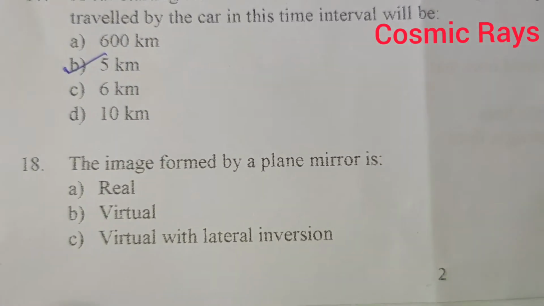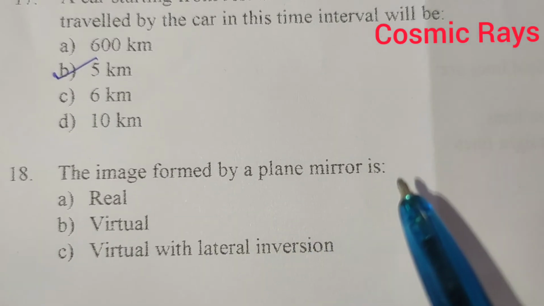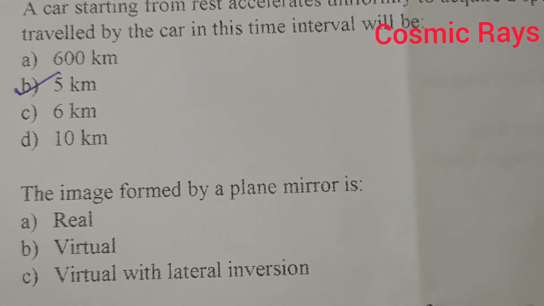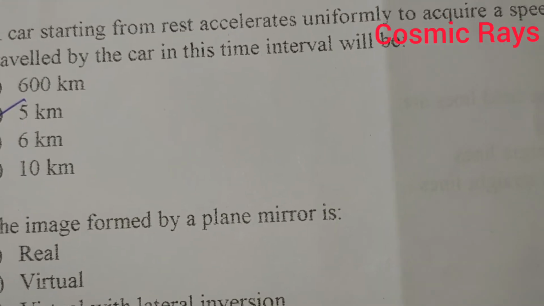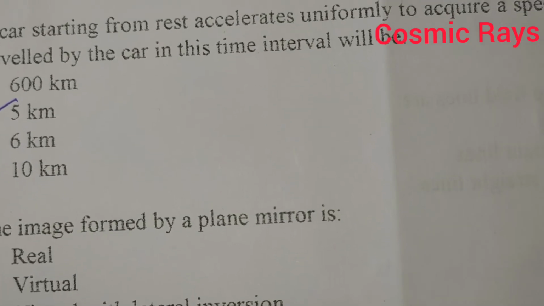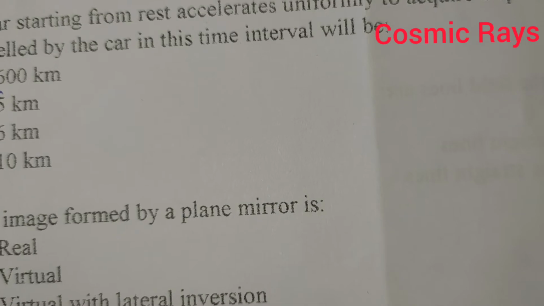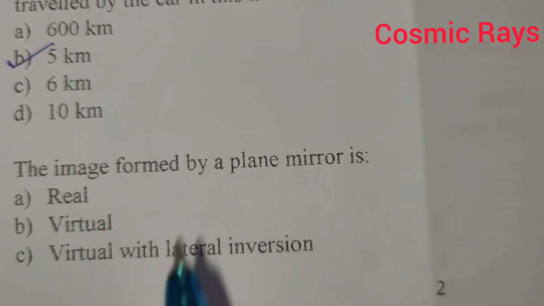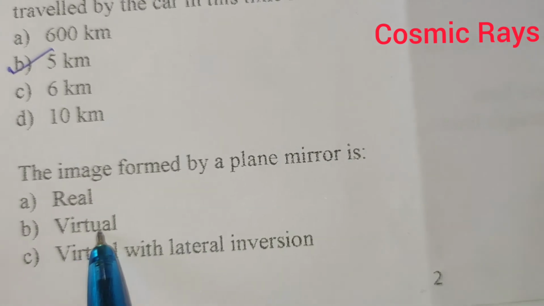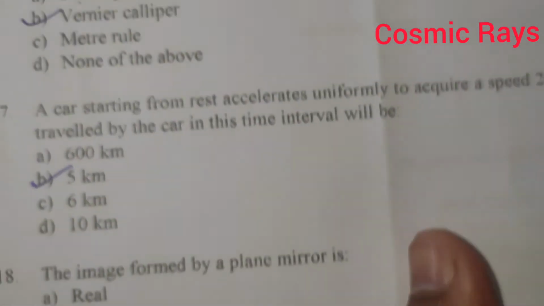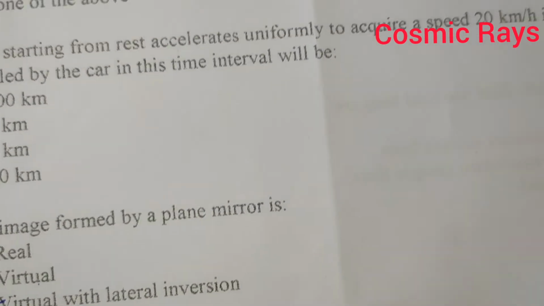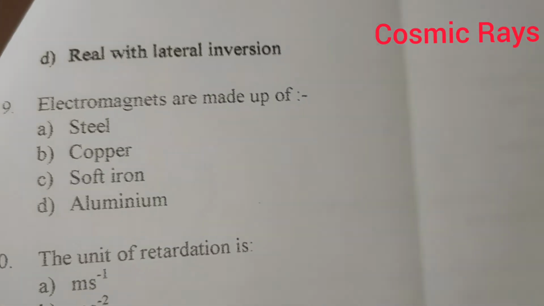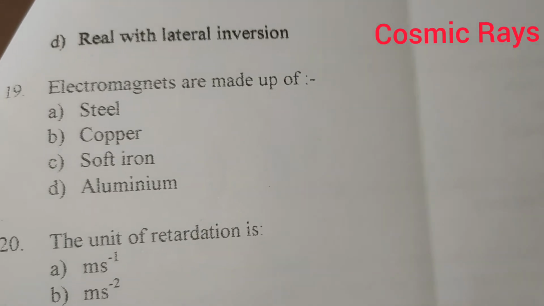Then moving on to the next question, it says the image formed by a plane mirror is. We know that a plane mirror forms a virtual image, and there is another phenomenon attached with the image, and that is lateral inversion. Lateral inversion means the left appears to be right and the right appears to be left in the image. So first option is real, then virtual with lateral inversion. Since we know that this is the right answer, virtual with lateral inversion, we will not check the fourth option. The fourth option says real with lateral inversion, which is not correct.